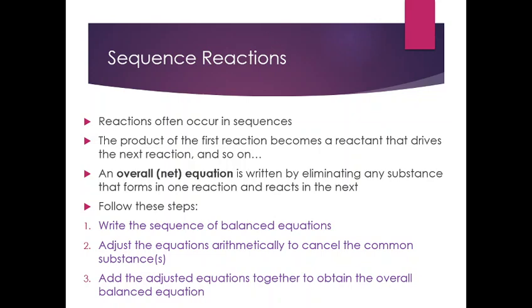Add them together, make sure everything you don't want in the long run cancels out, and then you'll have a brand new balanced equation that is composed of your 2 or 3 or 16 individual equations.